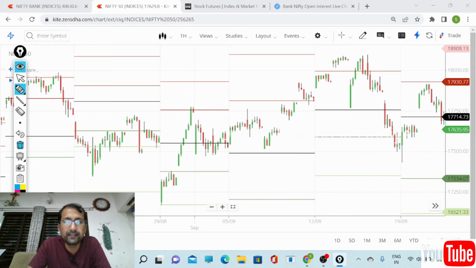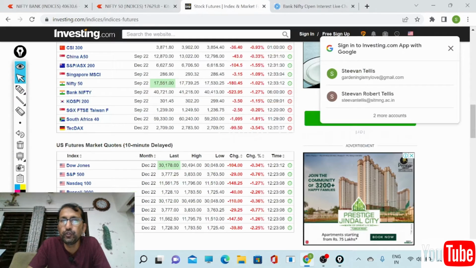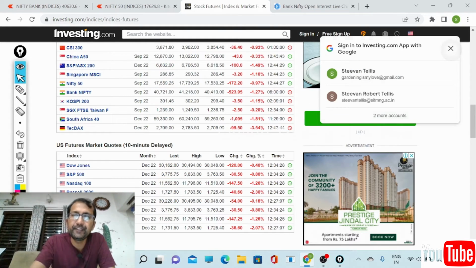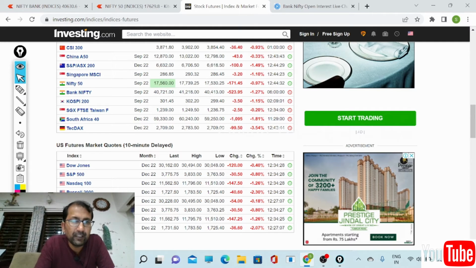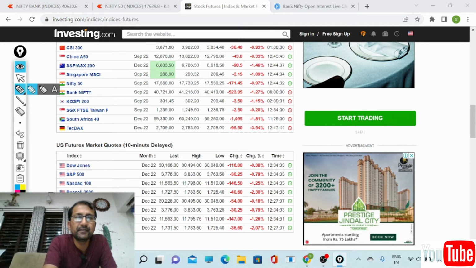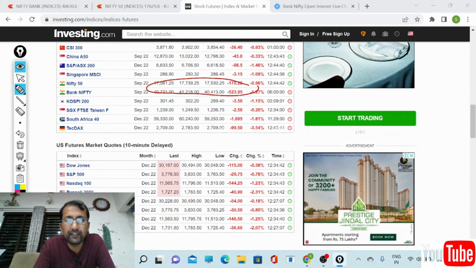So let me erase this. Let us move to the open interest indicators. And before going to the open interest, let me show you the SGX Nifty trading right now. So you can see SGX Nifty trading right now. I'll indicate it. So here, you can see SGX Nifty around 17,560 and it hit a low of 17,530. So that will be the levels where market will open tomorrow.